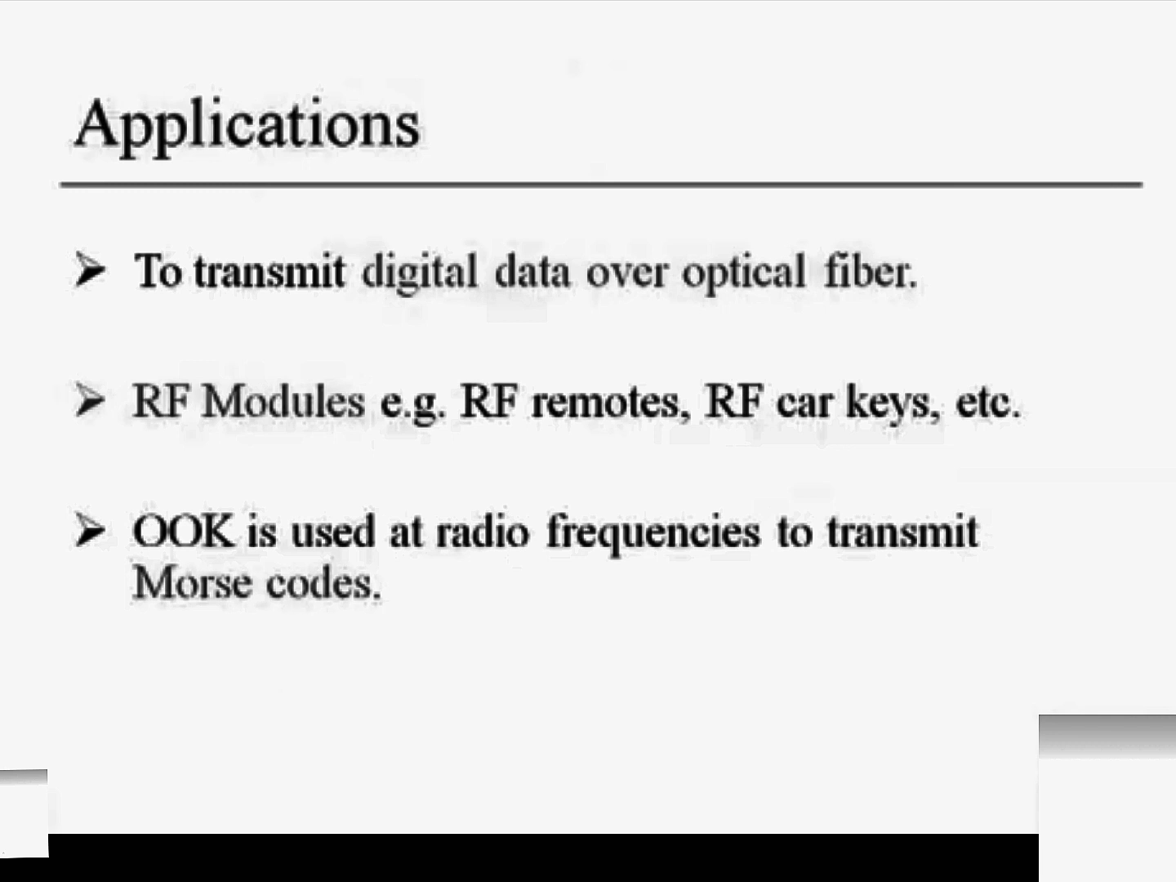Now, as far as applications are concerned, ASK is generally used to transmit digital data over an optical fiber. It is also used in RF modules such as RF remotes, RF car keys, etc. The on-off keying signal of ASK is used at radio frequencies to transmit Morse codes. Thus, we have seen how the ASK signal is demodulated, its spectrum, advantages, disadvantages, and its applications.